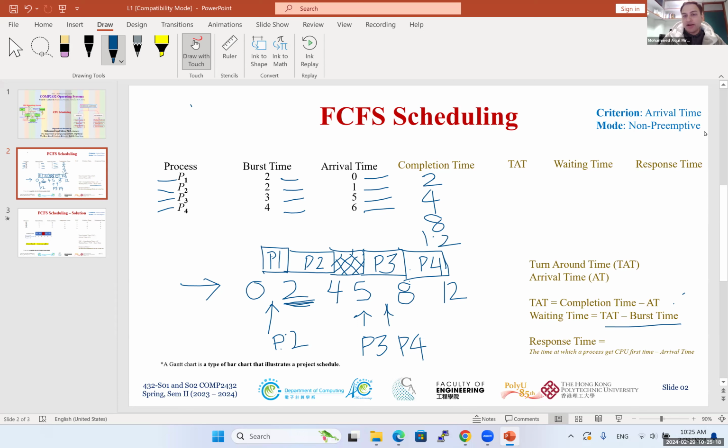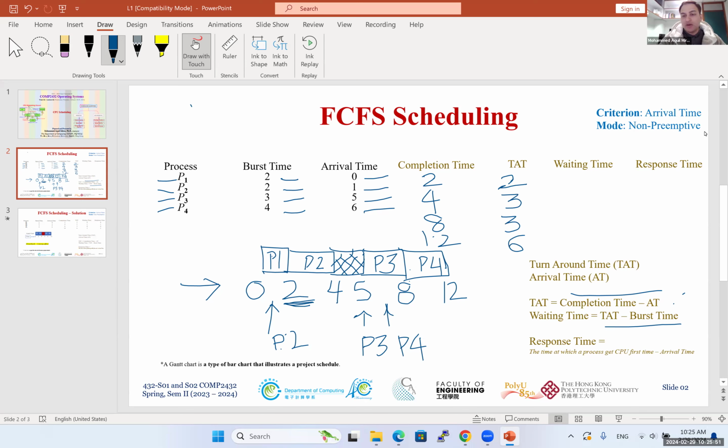If I want to calculate the turnaround time, so turnaround time, the formula is completion time minus the arrival time. So 2 minus 0 for the process 1 will be 2. And then 4 minus 1 will be 3 for process 2. For process 3, it will be 8 minus 5, again 3. And then 12 minus 6 will be the turnaround time for your process 4.